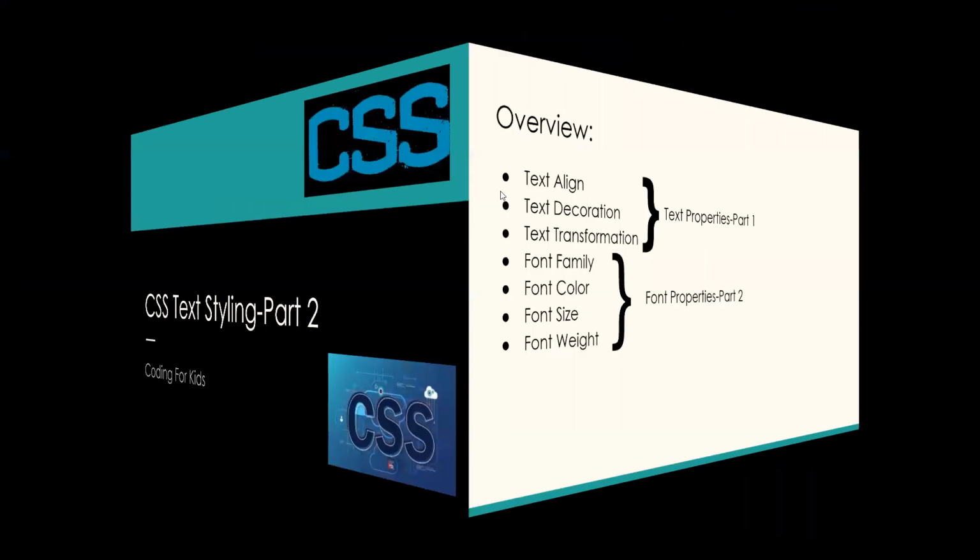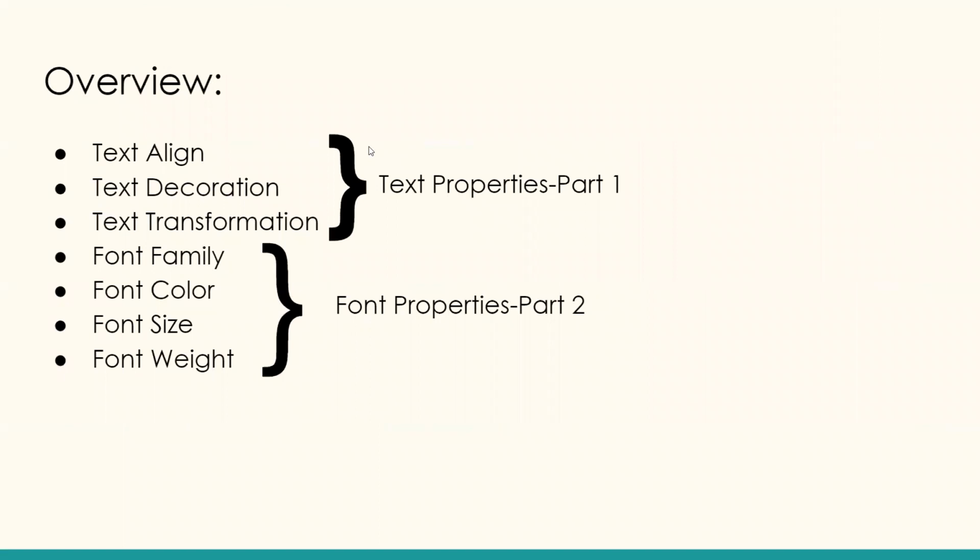So first, I'm just going to be going over the overview. If you didn't already watch part 1, in part 1, we covered the text align, the text decoration, and the text transformation properties. And these are all called the text properties. And then we have the font properties in part 2, which is this video. We have the font family, the font color, which we've already discussed in a previous video, but I'll go over that very briefly, the font size and the font weight. So this is for this video, and then this is last week's video. So again, if you haven't checked this video, go check that out first.